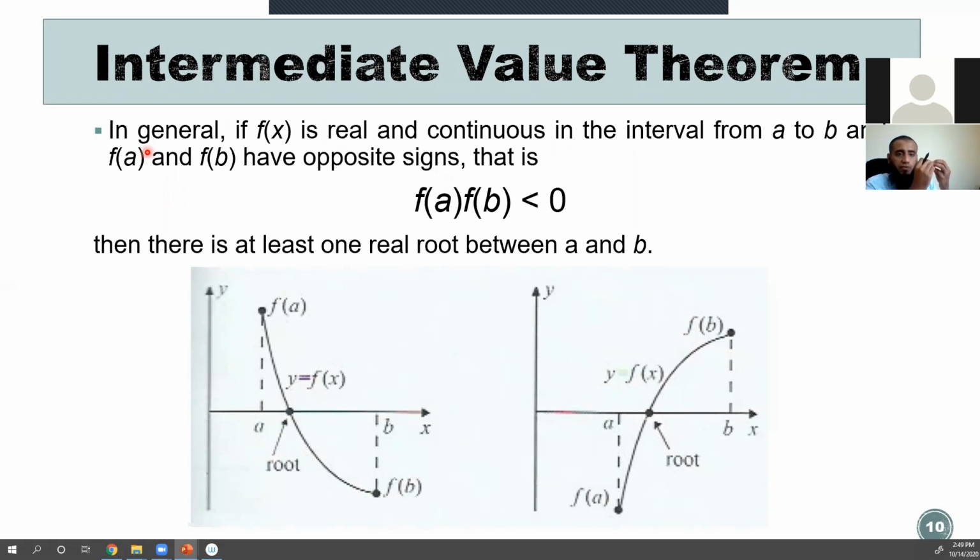We enter the value of x from A, and then we enter the value of B. So we put the value of A in f(x), and then the value of B. So here, in general, f(x) is real and continuous in the interval from A to B, and f(a) and f(b) have opposite signs. That is, when we multiply f(a) and f(b), the value should be less than 0. Like I said just now.